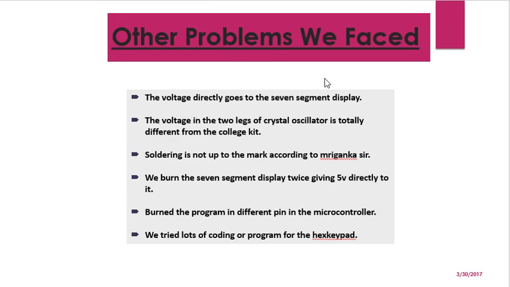These are the problems we faced using this code. The voltage went directly to the 7 segment display. The voltage on the 2 legs of the crystal oscillator was totally different from the college kit. Soldering was not up to the mark, so we burned the 7 segment display twice, giving 5 volts directly to it. We burned the program in a different pin of the microcontroller. We tried lots of code and programs for the hex keypad.